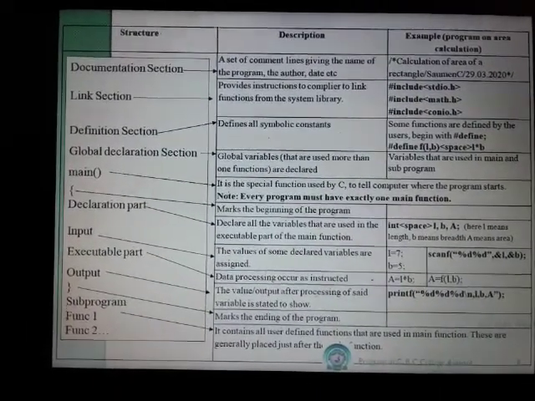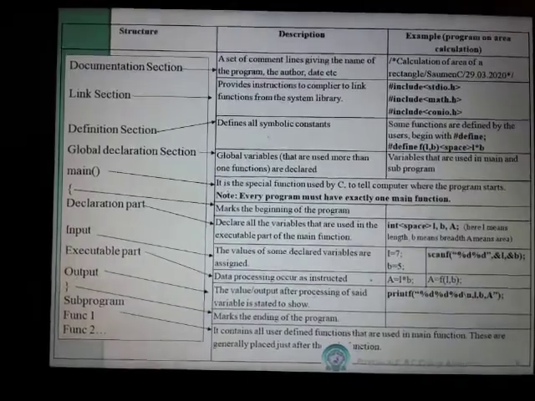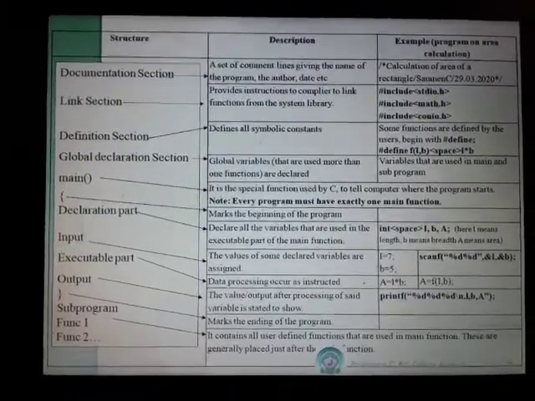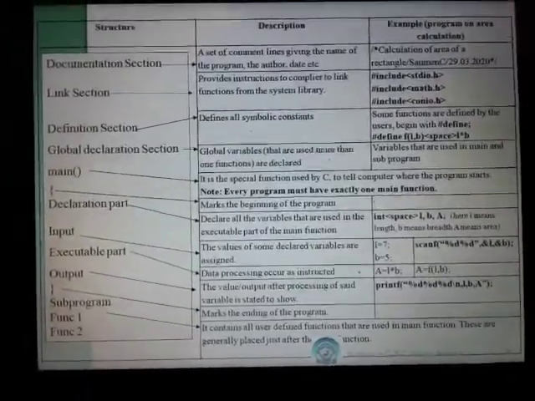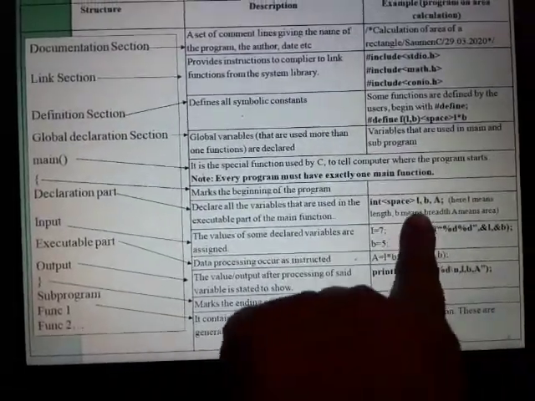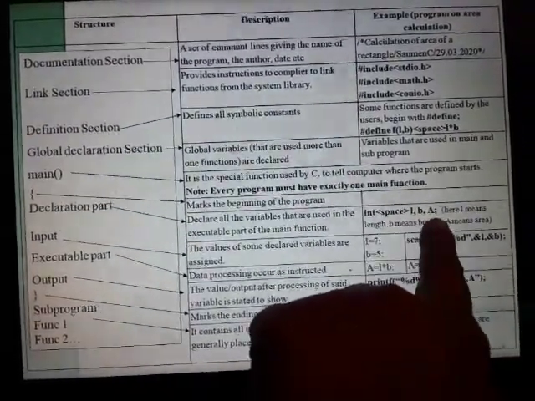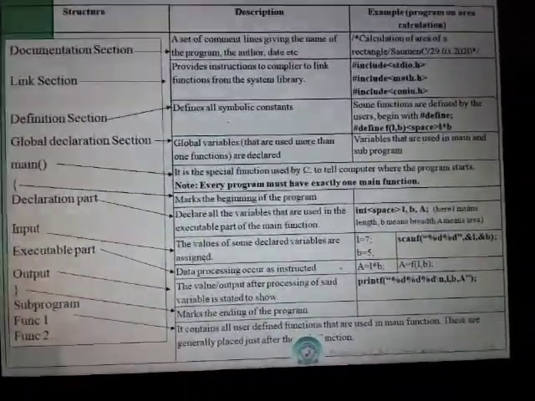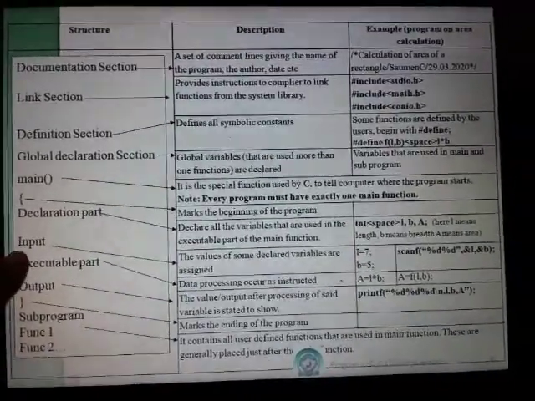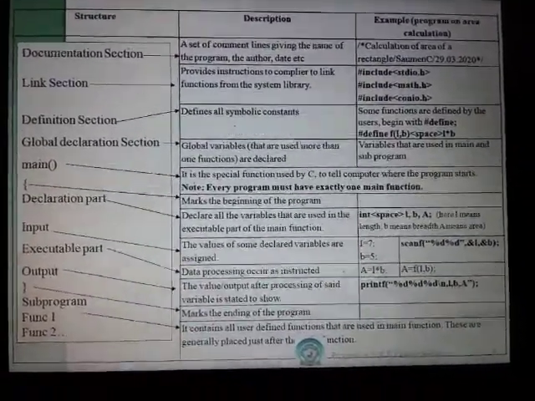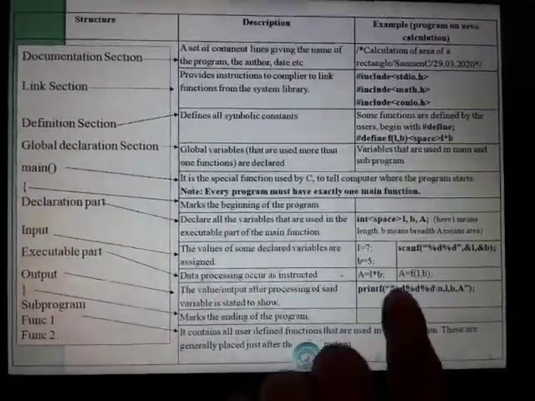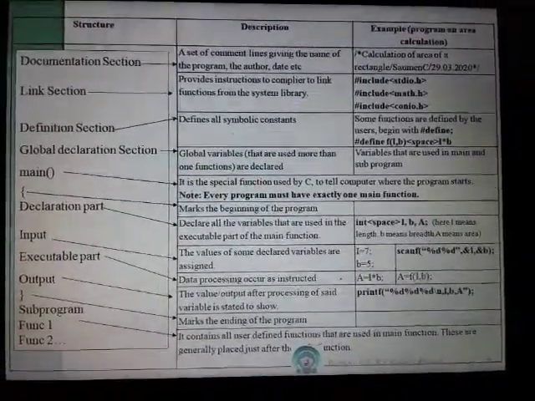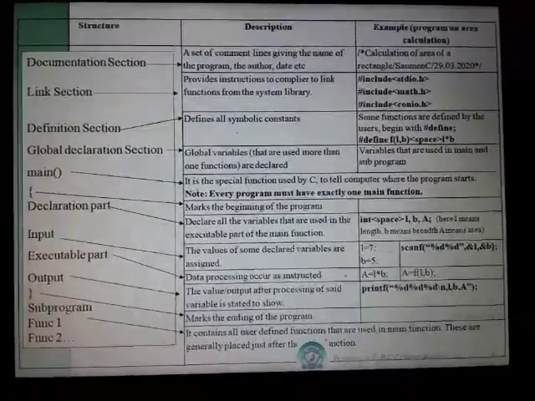Then there is a declaration part, which we already mentioned as the local declaration section. For example, we here declare the length and the breadth of the rectangle and also the area of the rectangle as integer type for the said problem. Next, there is the input section. Here, the values of the declared variables are assigned. In the example, we assign L is equal to 7 and B is equal to 5.